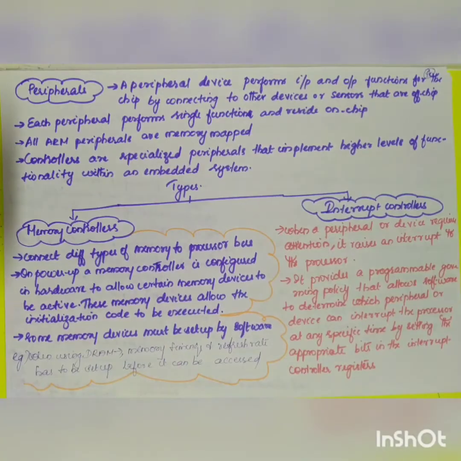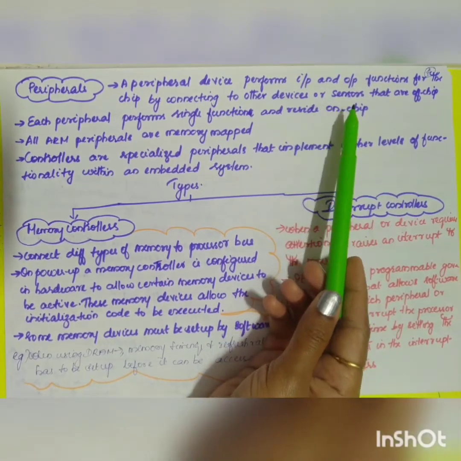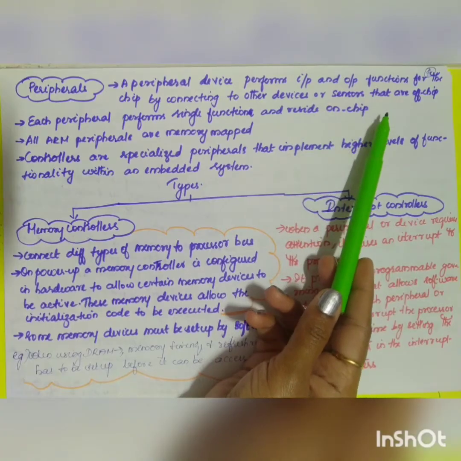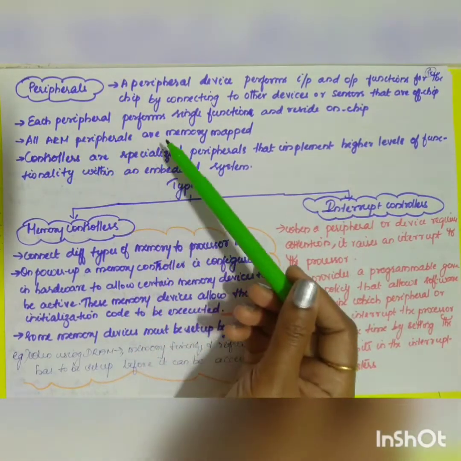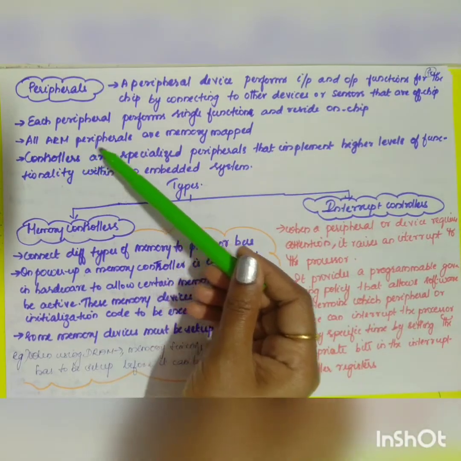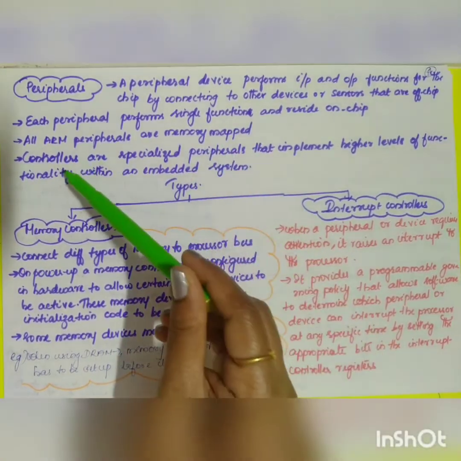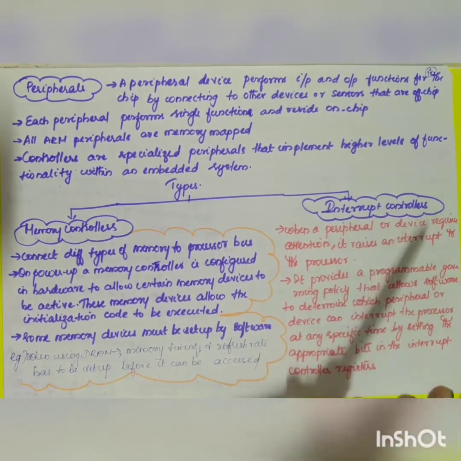Okay. And the last one is called your peripherals. So a peripheral device performs the input and output functions for the chip by connecting to other devices or sensors that are off chip, external. Each peripheral performs single functions and resides on chip. All ARM peripherals are memory mapped. One of the specialized peripherals are your controllers. There are two types. One is your memory controller and the other your interrupt controller.